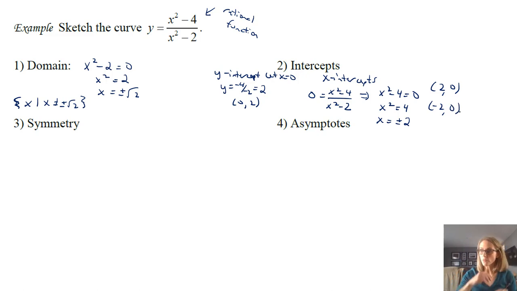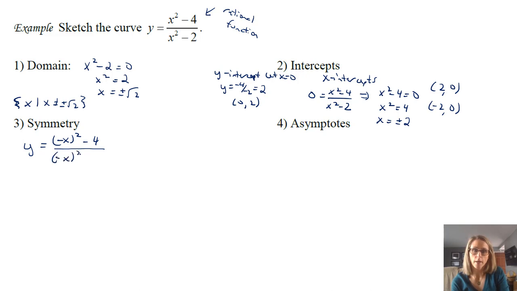So we have some different points, so you want to go ahead and put those onto your graph that you have at the bottom of the page so that you already know that those 3 points exist: 0, 2, 2, 0, and negative 2, 0. When we think about symmetry, let's think about what would happen if we plugged in a negative x to our function. We know it's not periodic. That's just something we know about rational functions.